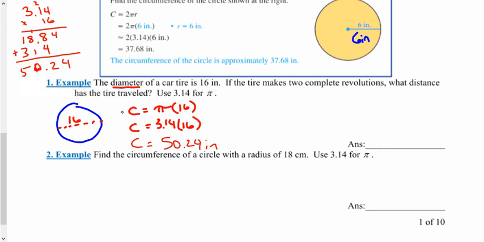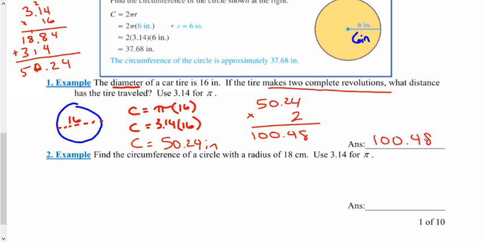Now, that's just one circle. This says the tire makes 2 complete revolutions. The tire's going to roll 2 times. How far will it travel? So all we're going to do is take 50.24 times 2. That's going to get us 100.48. So we have 100.48 inches. That's how far this goes.